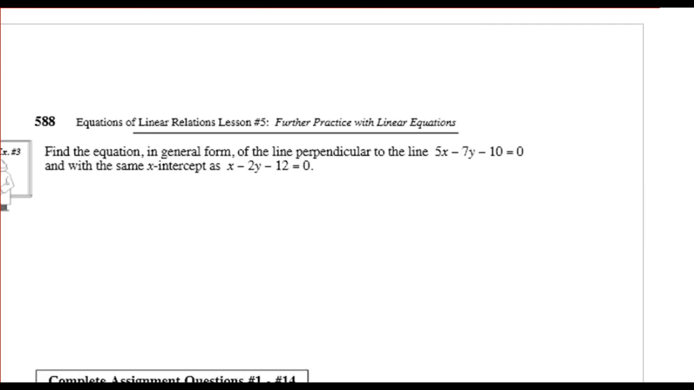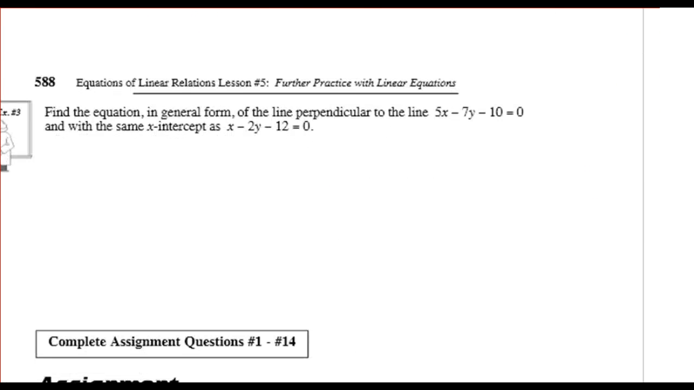Okay, find the equation in general form of a line perpendicular to this line and the same x-intercept as this line. So almost the same question. Okay, let's go ahead and use this information. Again, underline general form. Let's use this line to get our line. So I'll do that off to the side here.